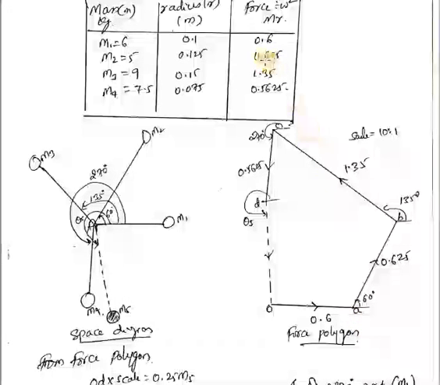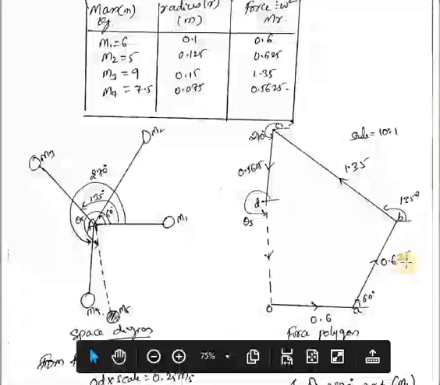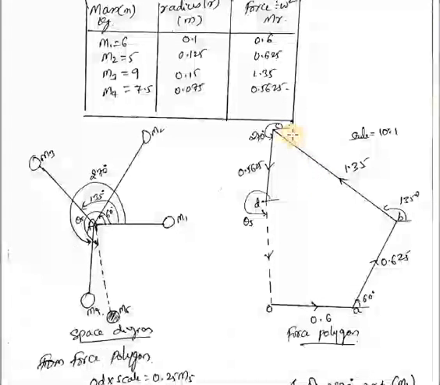For M2 it is 0.625. The angle is 60 degrees. So from A to B you need to construct a line of length 0.625 and angle should be 60 degrees. Likewise, next from B to C, the magnitude of the line is 1.35 and angle is 135 degrees. So that for last, the magnitude is 0.5625 and angle is 270 degrees, which is given. That is from C to D.